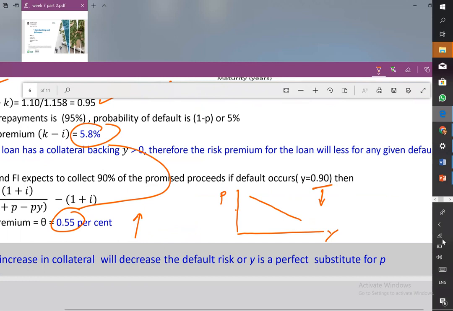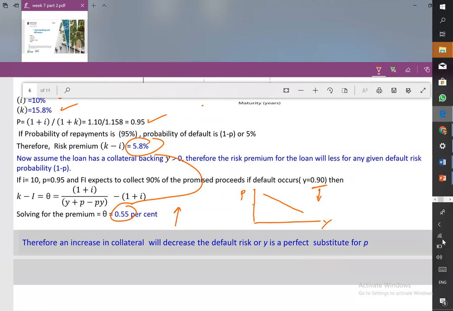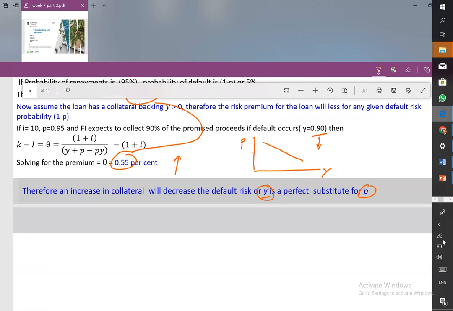The less the probability of payment, the higher the payment. So if a customer comes to you with a high probability of payment, you ask him for little collateral. If he has a high probability of defaulting, you ask him for higher collateral. So collateral and probability of payment are perfect substitutes, and understand it from this perspective.